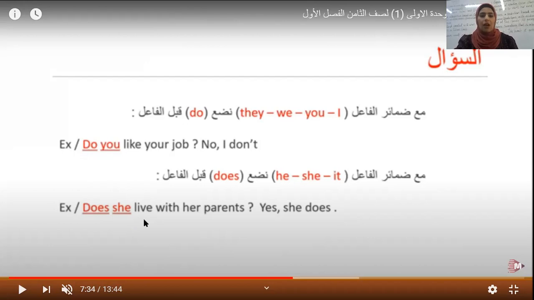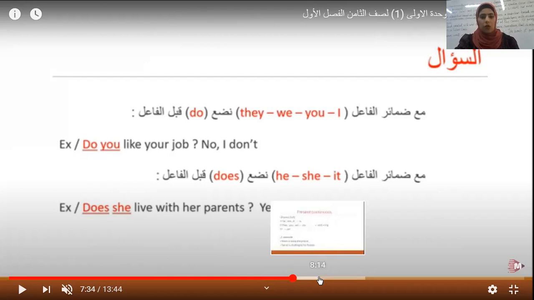Does it? And after that, the verb and the rest of the question. Does she live with her parents? Yes, she does, or no, she doesn't. This is the question forming in present simple. Now, let's move to talk about present continuous.